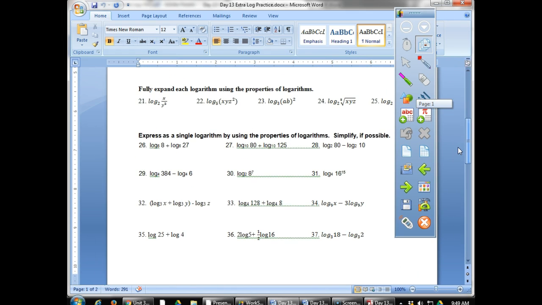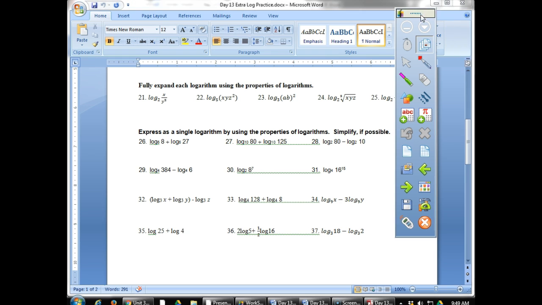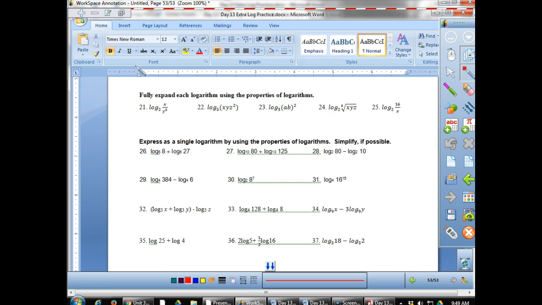Now we're going to start the expanding and the condensing, which is really important. So to expand fully, remember that we're going to follow our order of operations, divide, then multiply, and then deal with our power. So I'll start with number 21. So I have division going on here. So it's going to be log base 2 of x minus log base 2 of y squared. The only thing I have to do now to finish it is to bring the 2 down front. So I'm going to just write it right here, and that is your final answer.